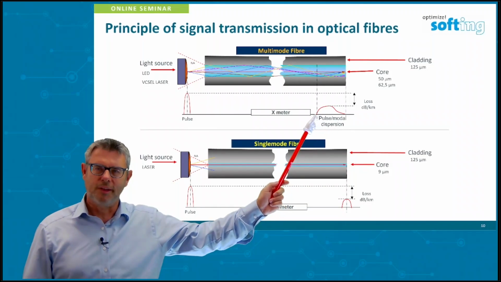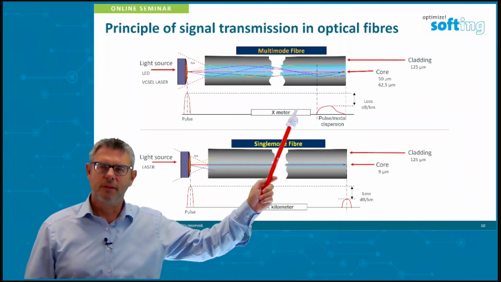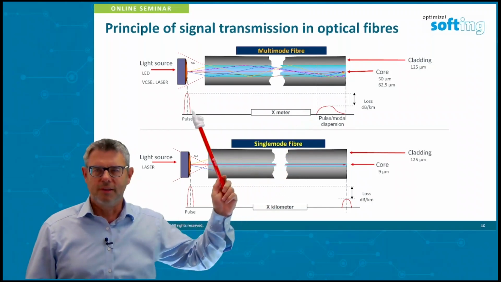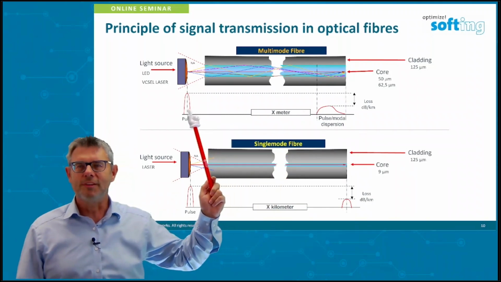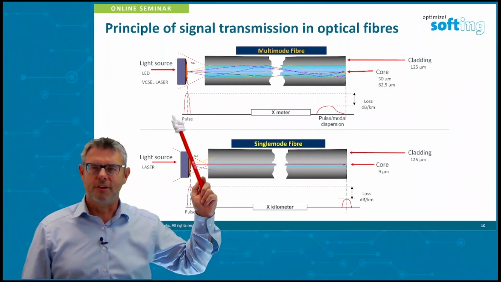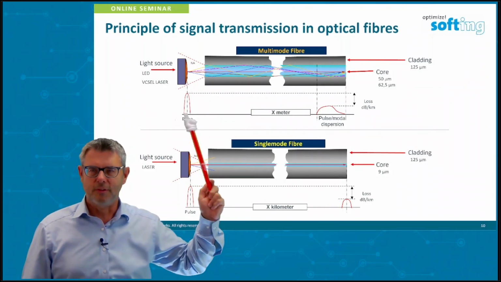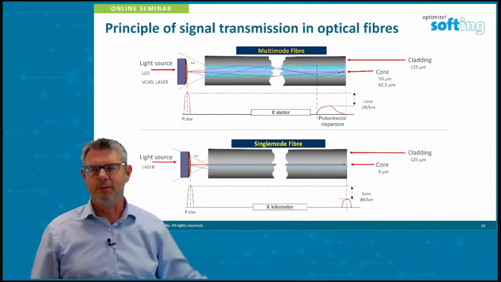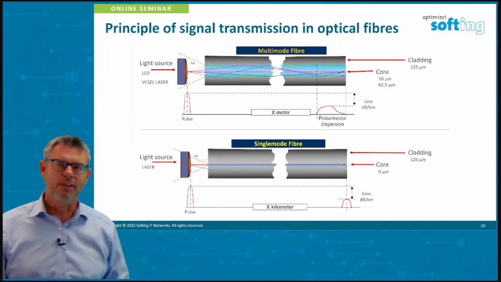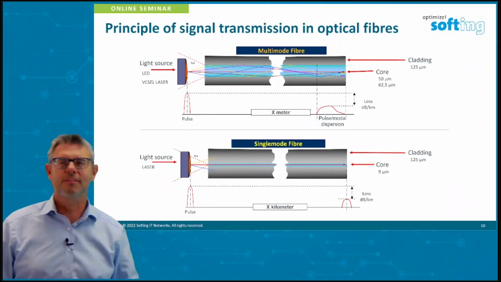It would happen that the pulses can't be separated anymore because the slowest mode from the first pulse might be even slower than the fastest mode from the second pulse. And you cannot clearly distinguish between the individual pulses. So you get a limitation in length for the cable, and you got a limitation in the speed you can transmit the signals in this.